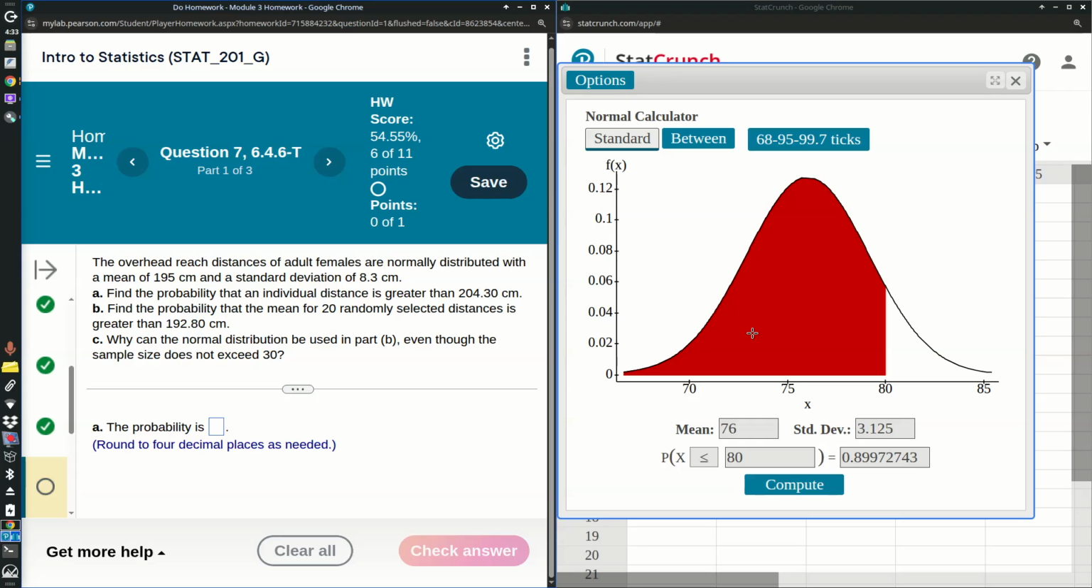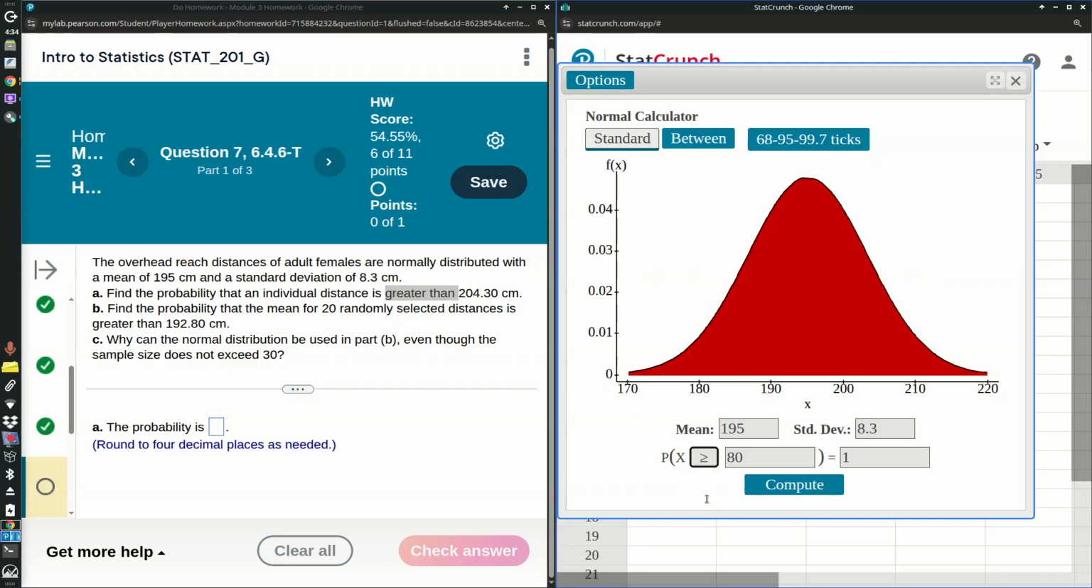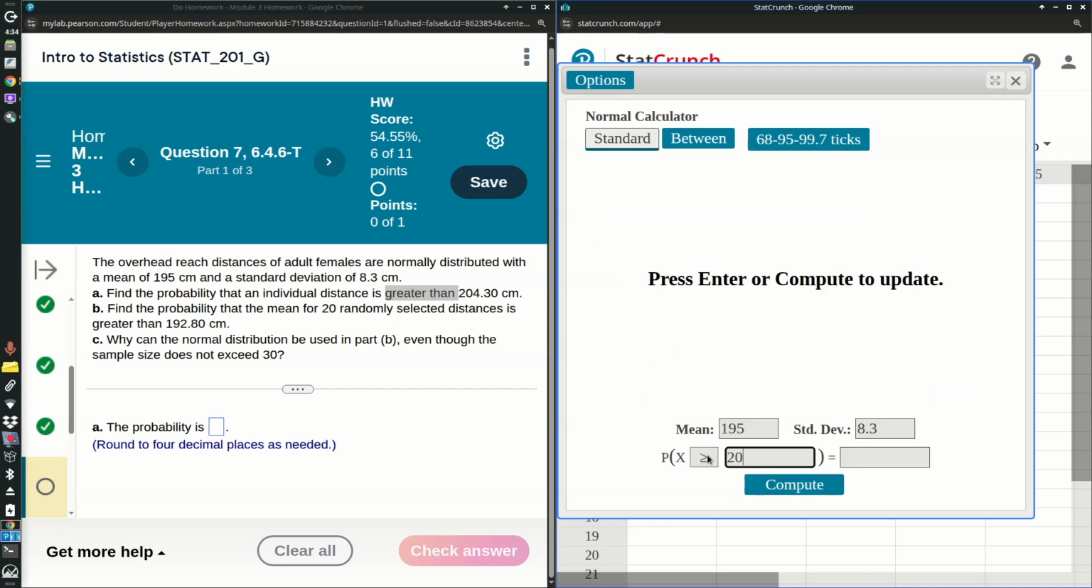Remember, sometimes if they have us between two numbers, we have to come up here and switch between, and we've got 2 different values. So let's go ahead and plug in the mean of 195 is what I'm getting here. And then the standard deviation is 8.3. And then I'm answering part A, and I'm just scanning and looking for keywords, and I see greater than. So that means I changed this from less than or equal to greater than or equal to. And then it says, what's the probability for 204.3? So I just do 204.3 and compute, and it should give me my answer.